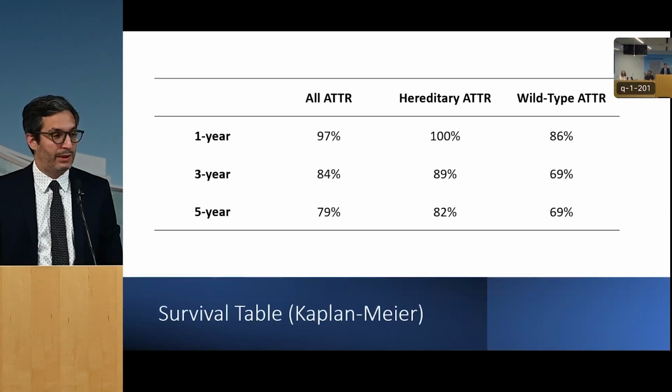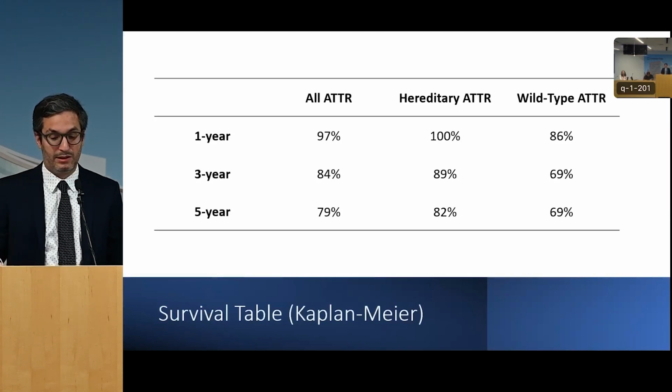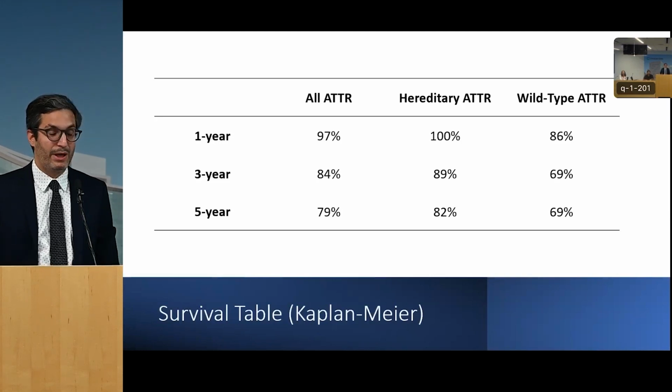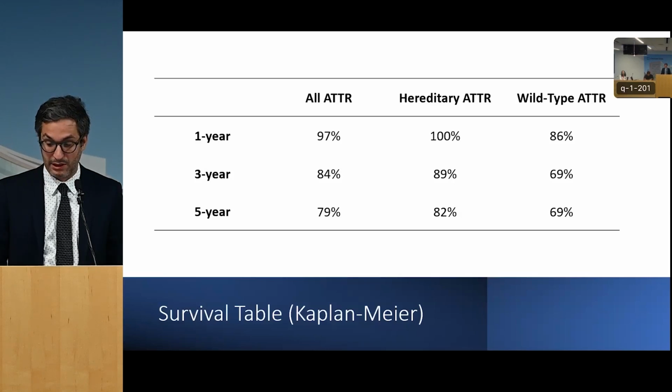This is the survival that we have, at least for ATTR. All ATTR for 1 year is actually 97%. At 3 years, 84%. At 5 years, it's 79%. So better than the studies that we have been seeing before, which is great.